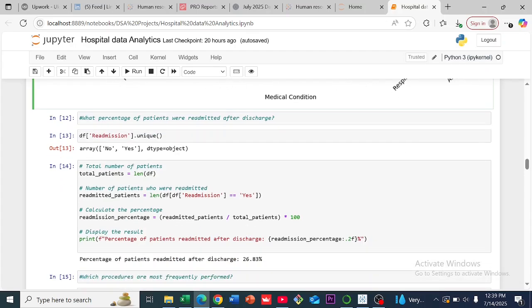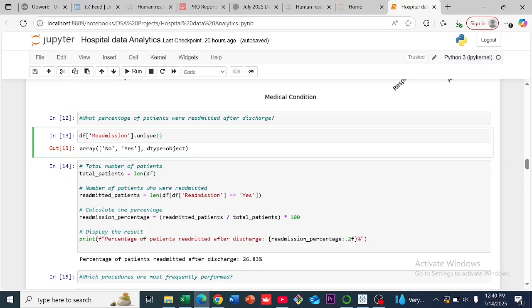To do that, the first thing I wanted to do was to look at the unique values in my readmission column. I want to check if I had any inconsistent values, and using the dot unique method showed me that I have consistent values because I only had no and yes values. So now I want to go ahead and calculate the percentage of patients that were readmitted after discharge. To do that, I need the number of people that were readmitted divided by the total number of patients we have in this data set, multiplied by 100.